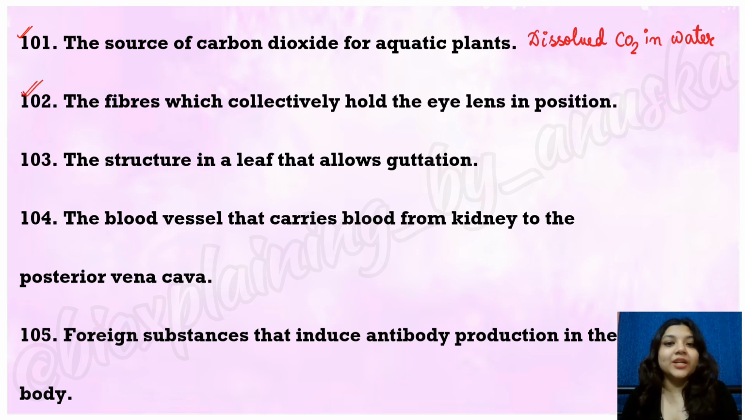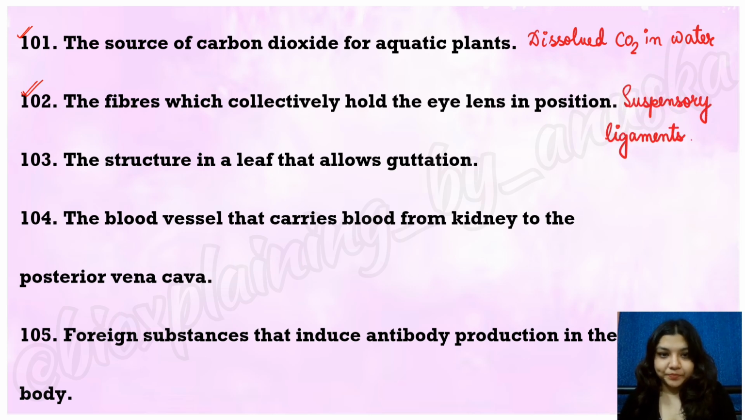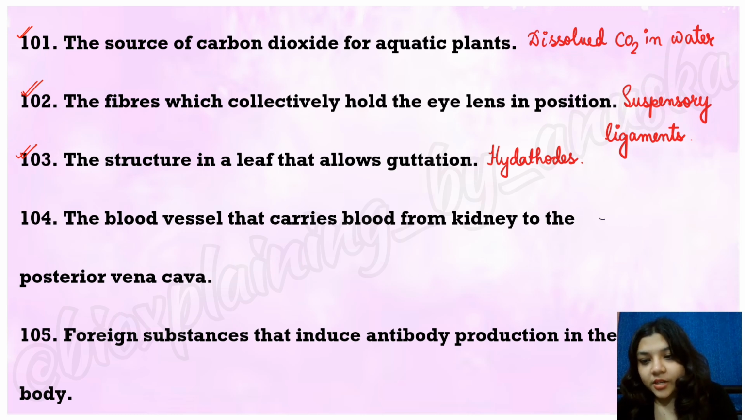The fibers which collectively hold the eye lens in position are the suspensory ligaments. Then the structure in a leaf that allows guttation, these are the hydathodes. So basically, what are the hydathodes? Say if this is a leaf that's present, on the margin of the leaves these hydathodes are present.